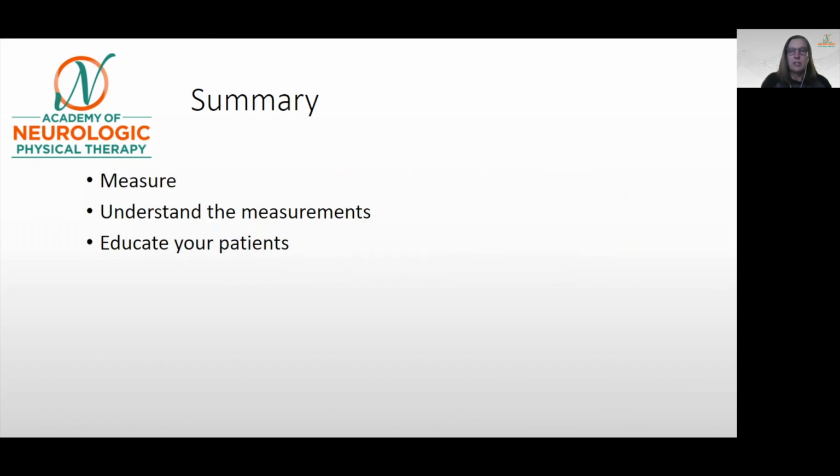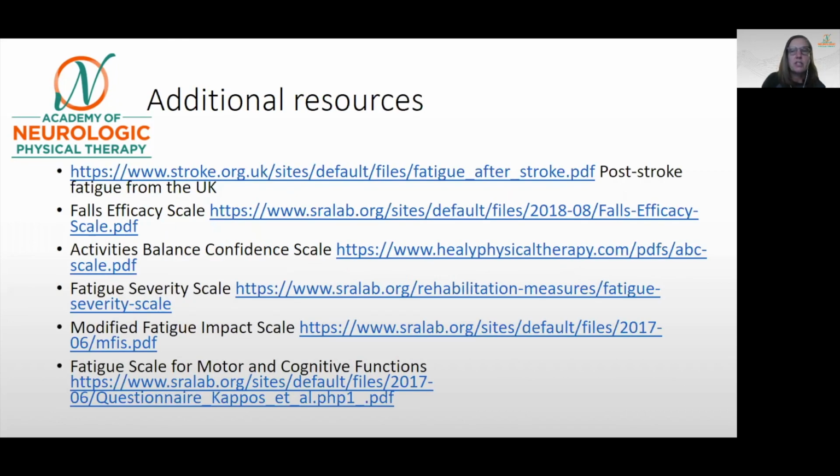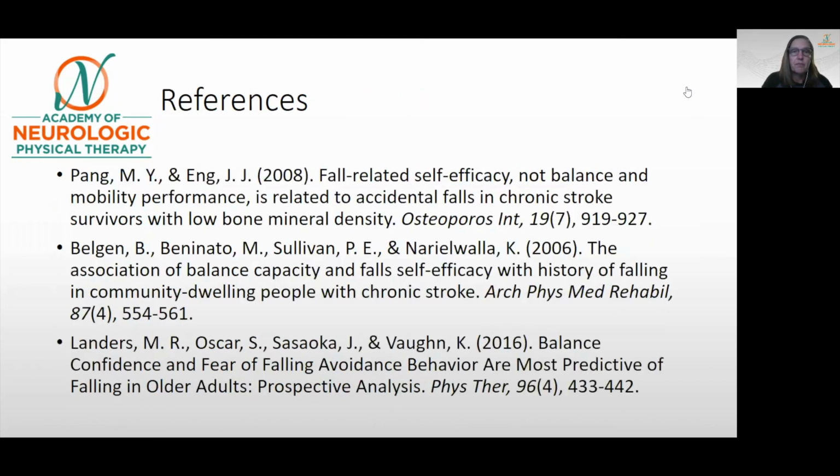Finally, really educate your patients. That empowers them to understand what is happening to them after their stroke. Here's a list of additional resources that you can follow up with. There's a great handout from the stroke.org in the UK about post-stroke fatigue that really helps individuals to understand. You have your outcome measures that are all at the Shirley Ryan Ability Lab, and those can be used to help you measure. Here are the references, and I appreciate your time.